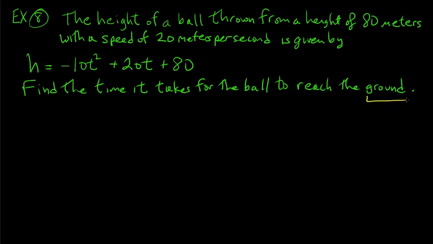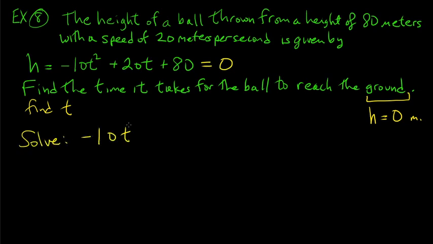Okay, so when you see the word ground, you remember from the last problem that that means 0 meters in this case, right? So we're not doing feet anymore, we're doing meters. We're still doing seconds though, right? It's 20 meters per second, so t is still in seconds. So find the time, right? So we're looking for t. Find t so that the height is 0 when it's on the ground, right? The height is 0. So, yep, we just have to solve this equation.